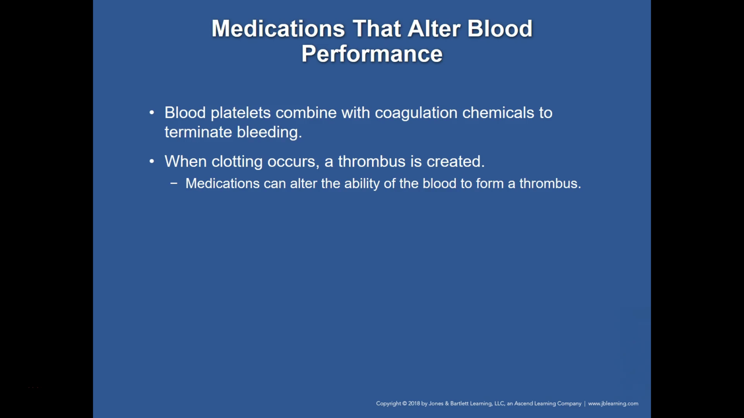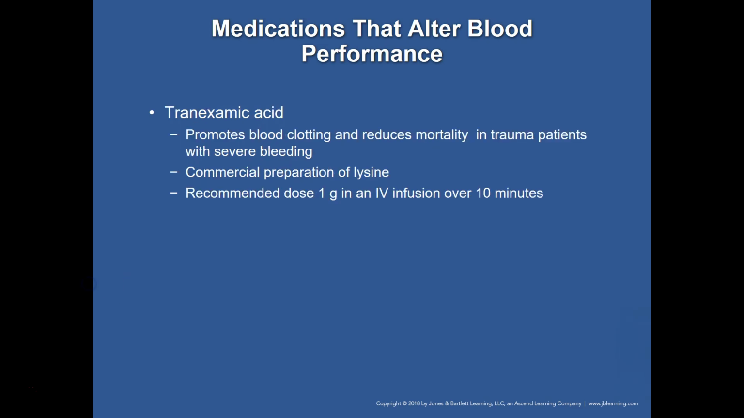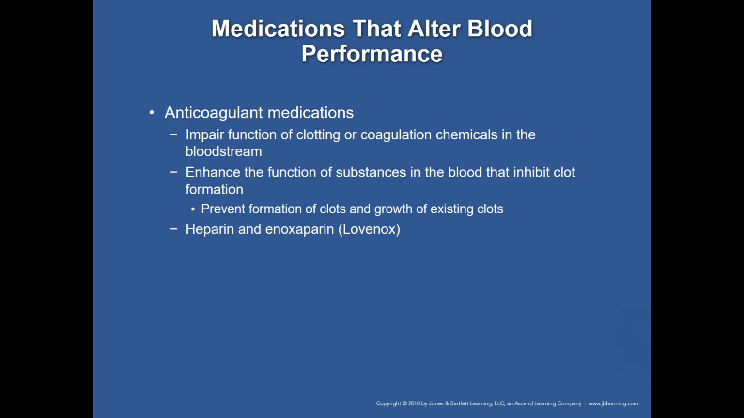There are some medications that alter blood performance. Some blood platelets combined with coagulation chemicals to terminate bleeding. When clotting occurs, a thrombosis is created. Medications can alter the ability of that thrombosis to form. Tranexamic acid promotes blood clotting and reduces mortality in trauma patients with severe bleeding. Recommended dose is 1 gram in an IV infusion over 10 minutes.